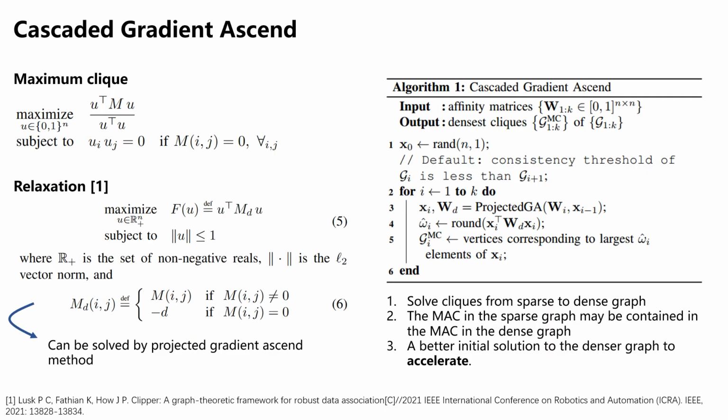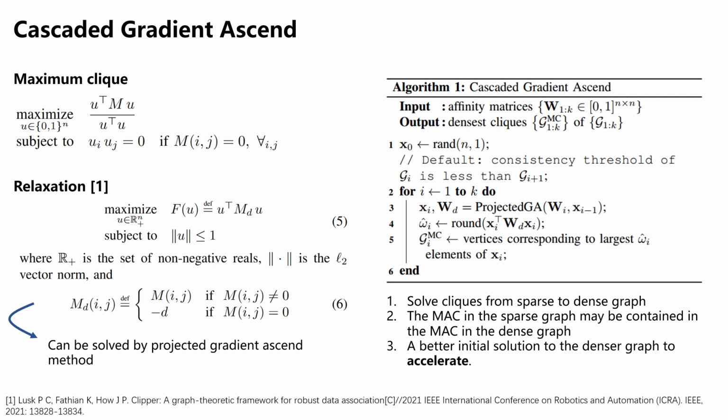To obtain putative correspondences, we generate different compatibility graphs by setting different epsilon values. In this process, we draw inspiration from Clipper, which solves the maximum clique problem at each layer. The maximum clique is essentially a discrete optimization problem, and Clipper relaxes it into a constrained continuous optimization problem. It utilizes the projected subgradient ascent algorithm to solve this problem.